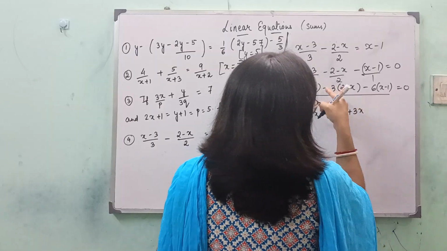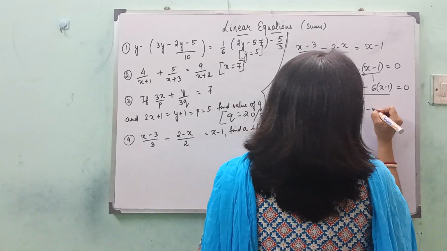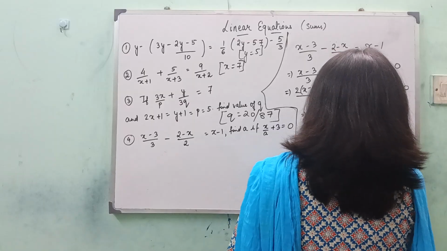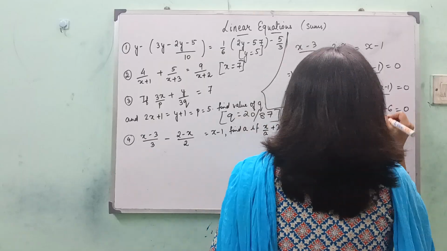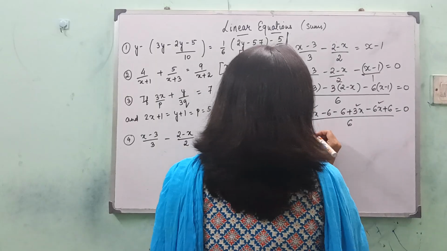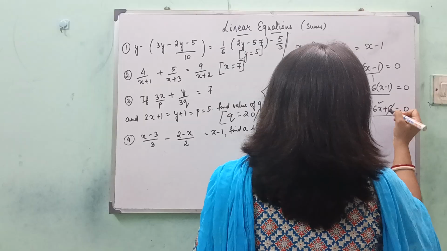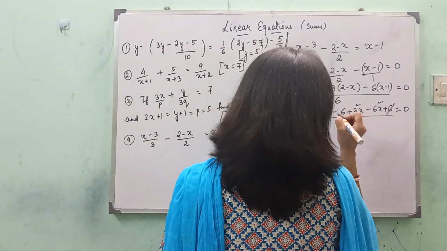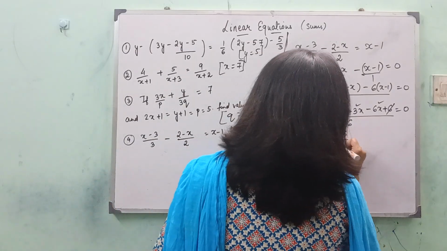plus 3x, minus into plus is plus, minus into minus is plus, so plus 3x minus 6x plus 6 by 6 equal to 0. Now simplify, there's an x here, there's an x here, there's an x here. So 2x plus 3x is 5x, 5x minus 6x is minus x. This is plus 6 and this is a minus 6. They become 0. So we are left with only one of the minus 6's here. So minus 6 over here by 6 equal to 0.